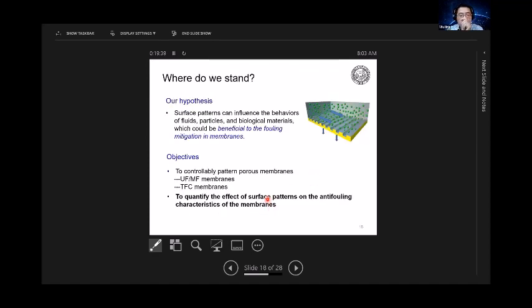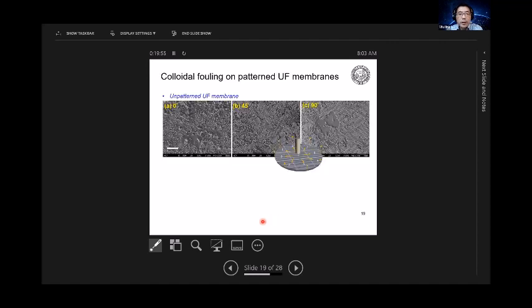So now, essentially, I hope I showed you that we can controllably pattern the UF and TFC membrane. Now let's examine whether such pattern actually can influence the anti-fouling performance of the membrane, because that's the goal, right? So we did extensive studies on different types of fouling. I'm gonna time limit it, and most of these works are already published, so I'm just gonna go a little bit faster here.